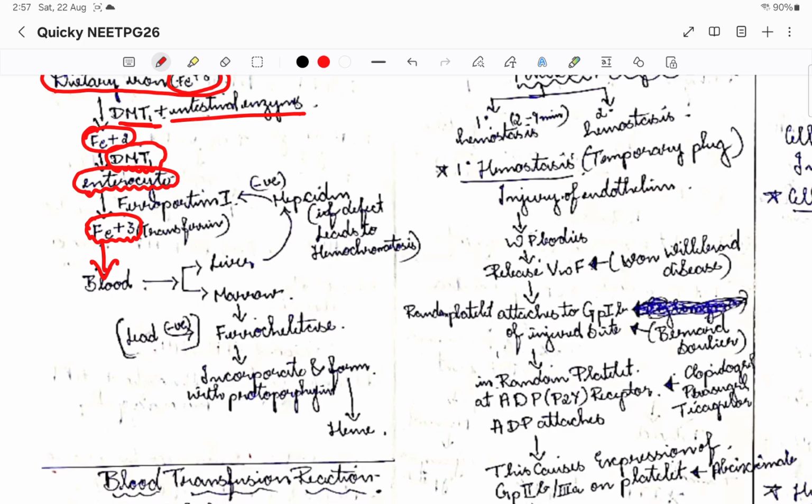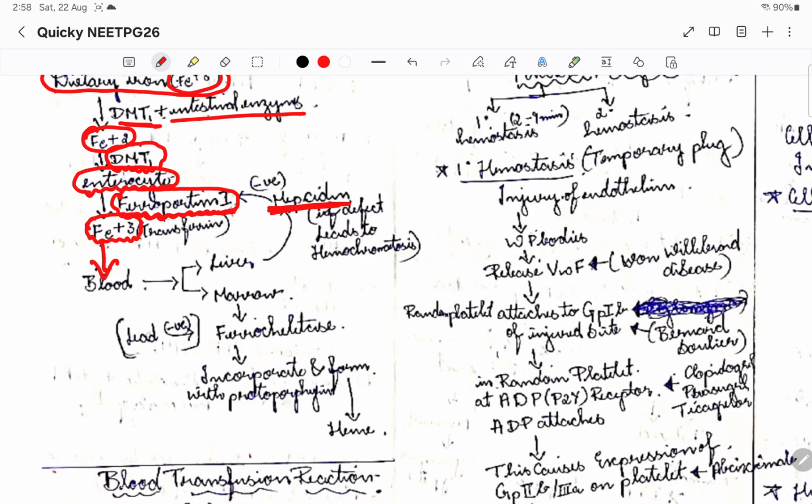During this conversion the enterocyte will have something known as ferroportin 1. So ferroportin 1 will be in the enterocyte. This is what will regulate how much iron should be absorbed or should not be absorbed. This is the channel that decides how much iron should be absorbed. This channel is controlled by something known as hepcidin. Hepcidin has a negative feedback on ferroportin.